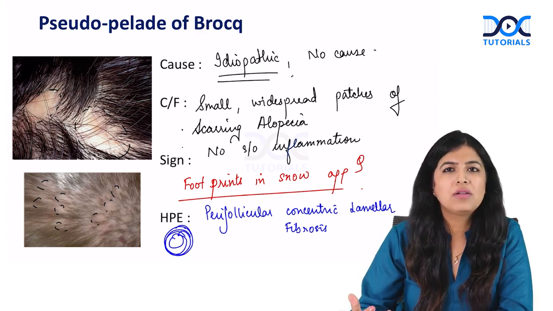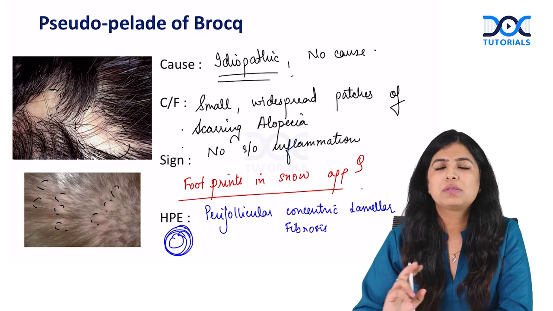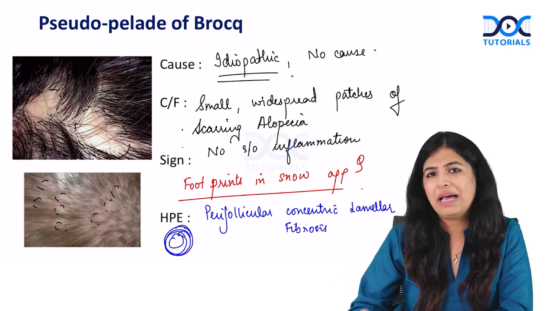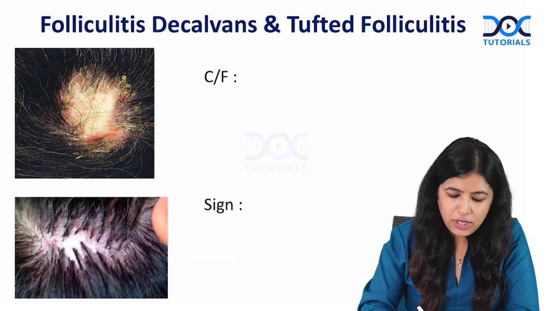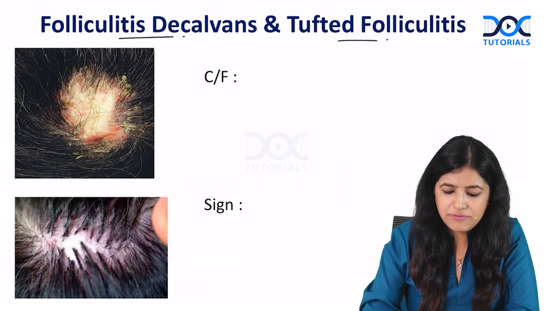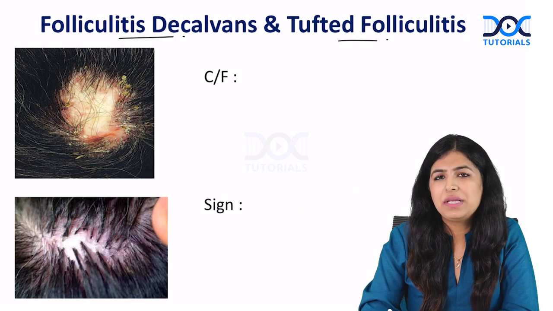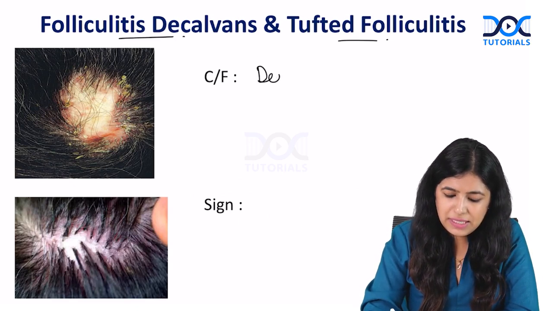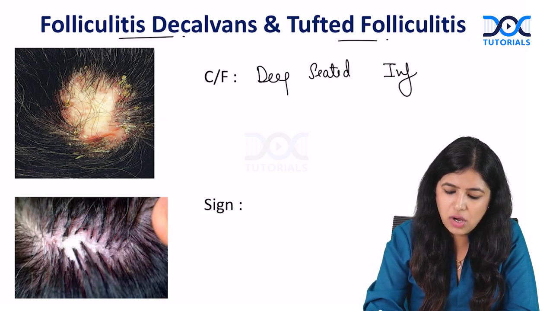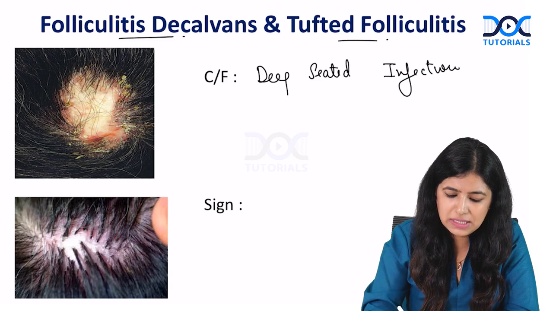You may not see a lot of inflammatory cells, but what is more visible is the concentric lamellar fibrosis around the hair. In folliculitis decalvans or tufted folliculitis, what is happening? There is a suppurative inflammation here. So there is a deep seated infection which is contributing to this disease.